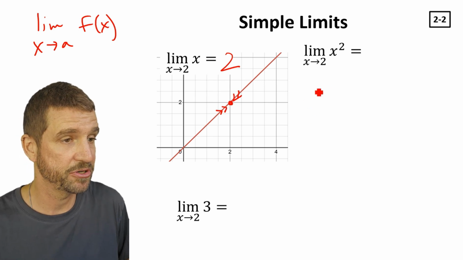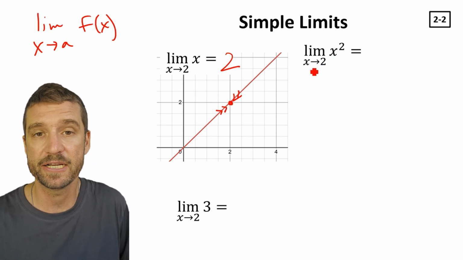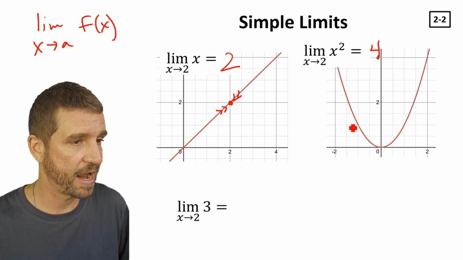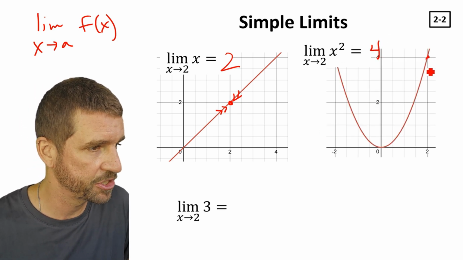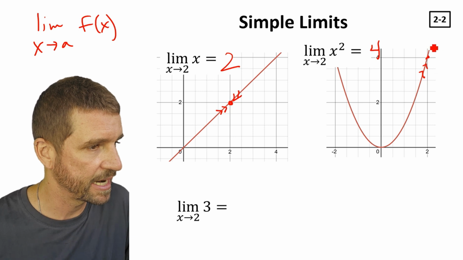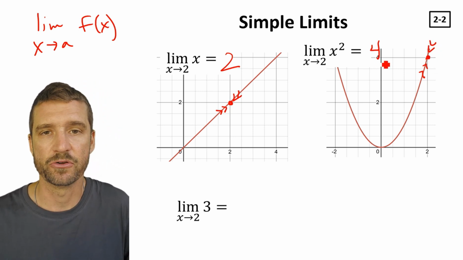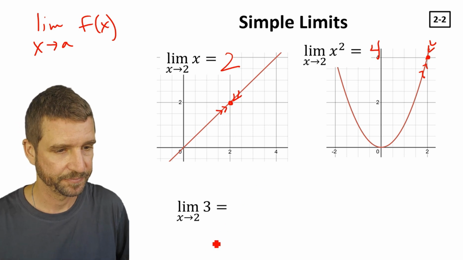The limit as x approaches 2 of x squared, again, all I need to do is plug in 2, and I get 4. Here's what the graph looks like as I approach 2 from the left, and as I approach from the right, I'm approaching the same y value, which is 4.